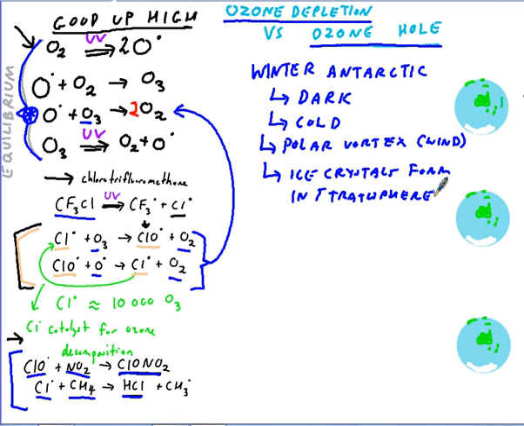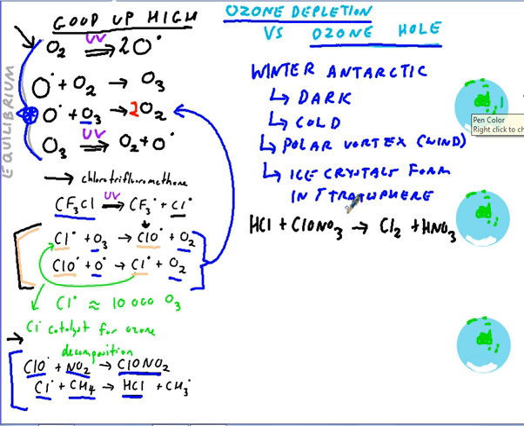And what these ice crystals do is they catalyze a reaction between the chlorine nitrate and the hydrogen chloride. And that reaction is hydrogen chloride plus chlorine nitrate turns into normal chlorine gas and hydrogen nitrate.